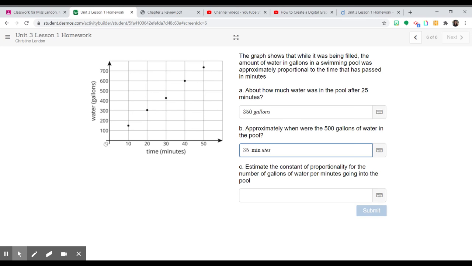Estimate the constant of proportionality for the number of gallons. So that means I can take a coordinate point. I'm going to take one that seems easy to find. This is a nice point. I have 600 divided by 40, because the coordinates here are 40, 600. Constant of proportionality is y divided by x. So take 600, divide by 40 in your calculator, and you get about 15 gallons per minute.